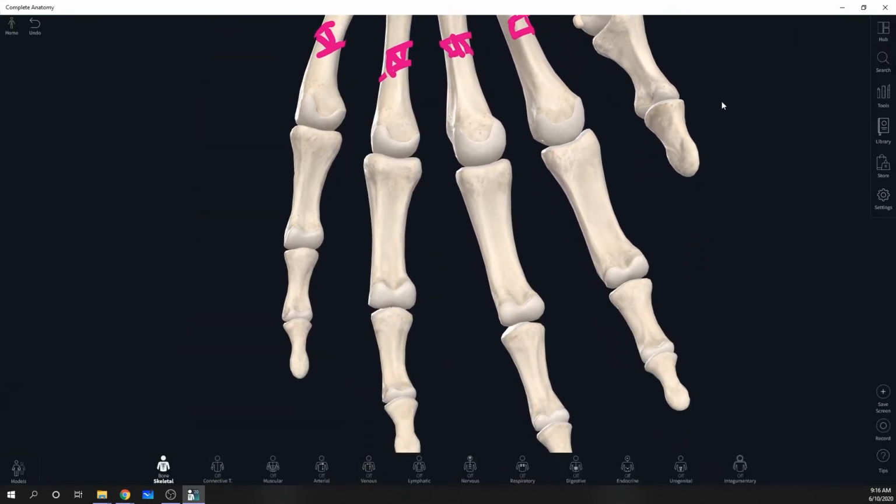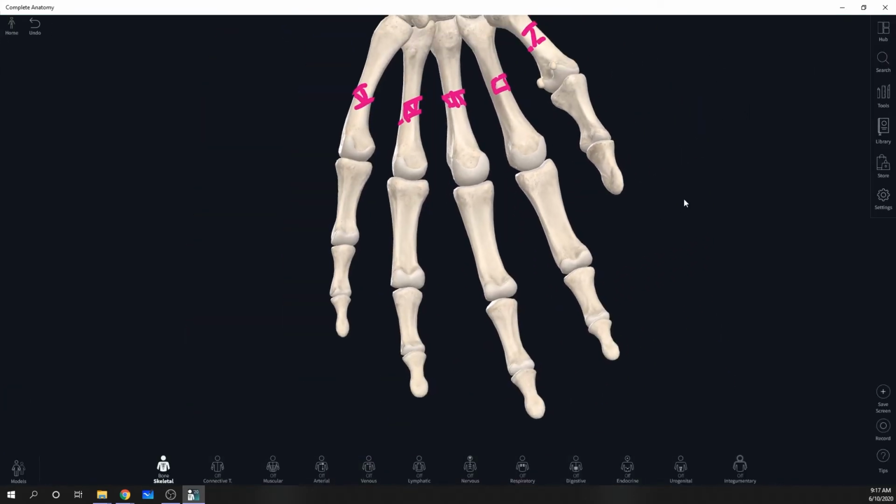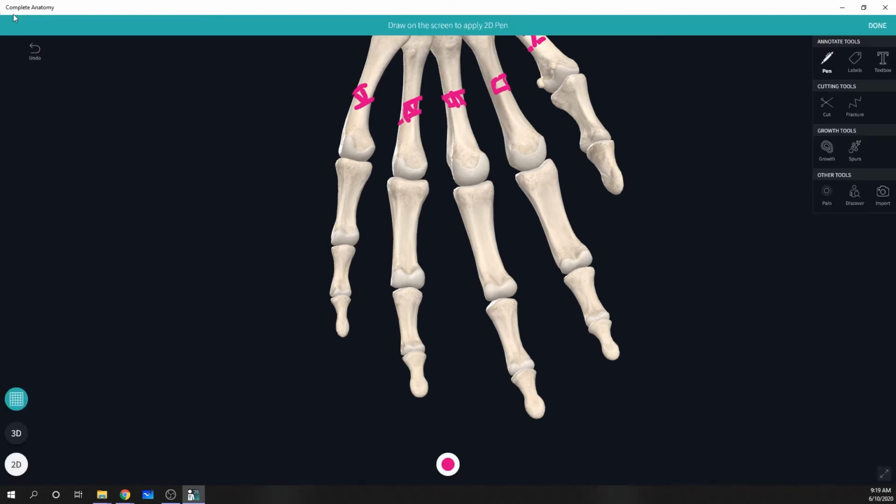Lastly, let's look at our phalanges. Like the metacarpals, they're numbered 1 through 5, starting at the thumb and working your way to the pinky. And they add directional terms for the additional bones. Bones closest to the metacarpals are referred to as proximal. Bones farthest away from the metacarpals are referred to as distal. Your thumb only has 2 phalanges. However, the other 4 digits have proximal, middle, and distal.